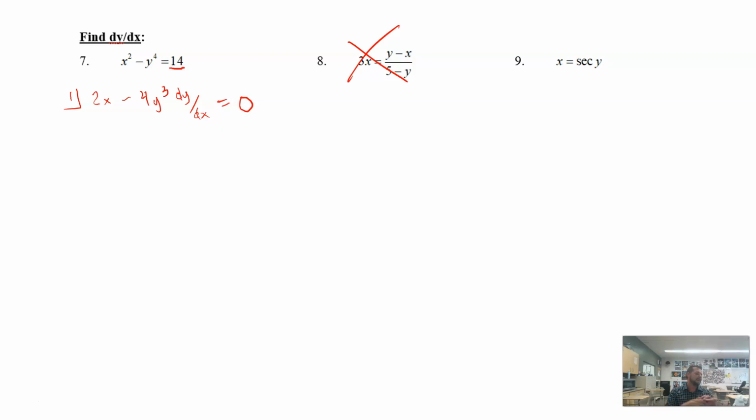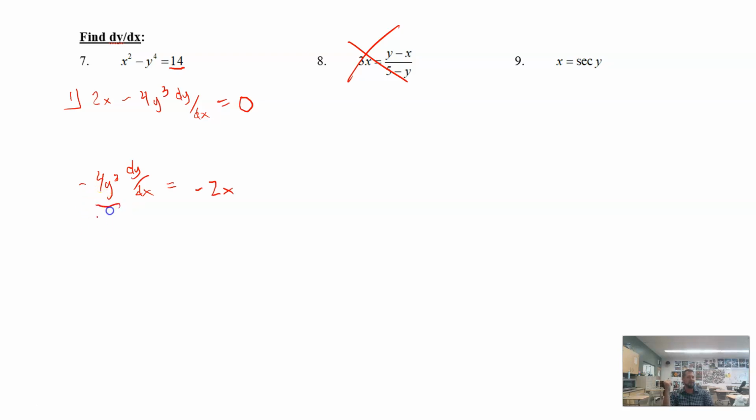Too many times that I see people doing these problems, they forget to take the derivative of 14 and they leave it, which gives them the wrong answer. Once I take the derivative, what we do is we isolate all the terms that have dy dx on usually the left-hand side, but you can do either side that you want, and every other term over to the right-hand side.